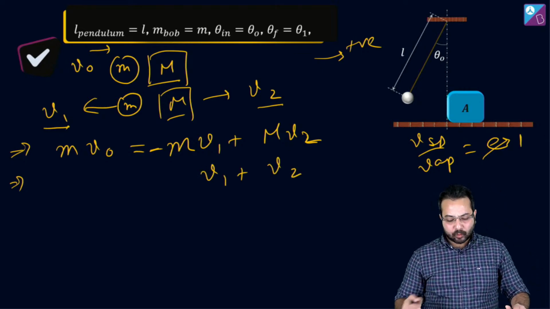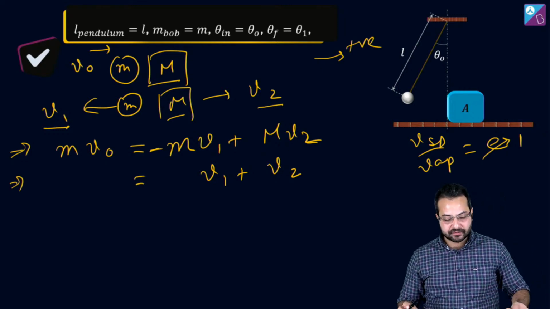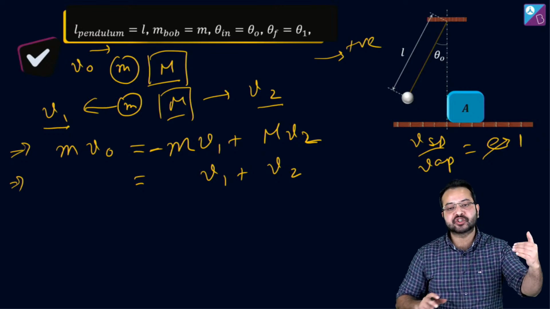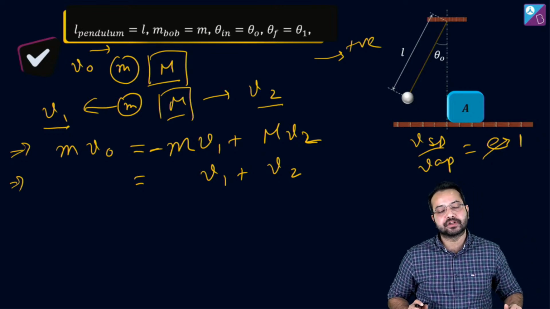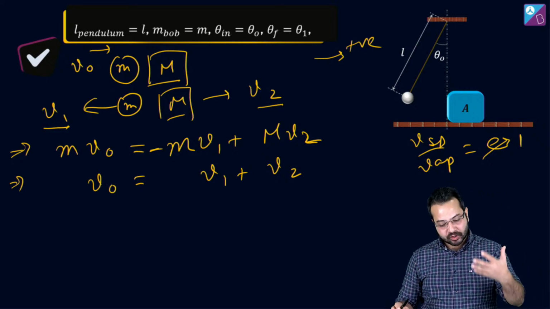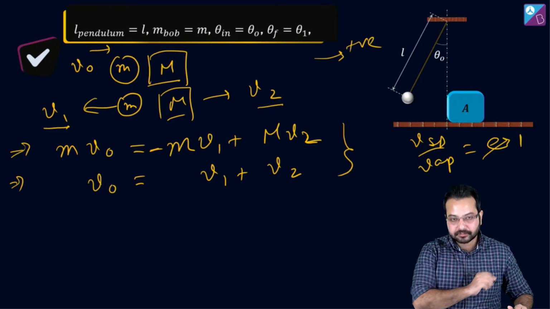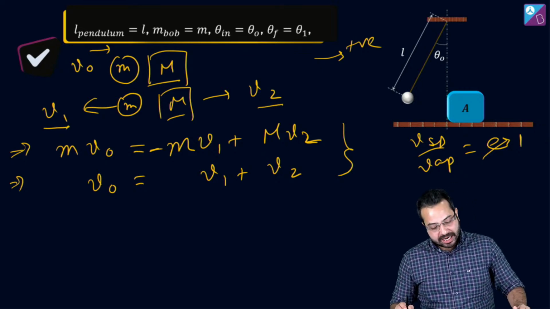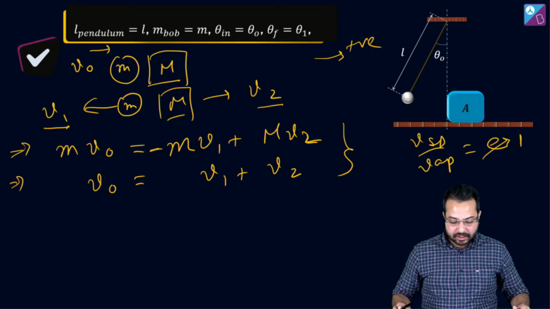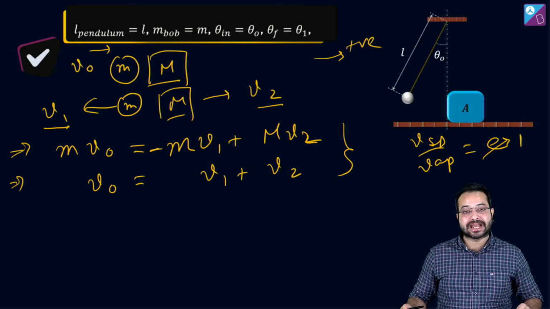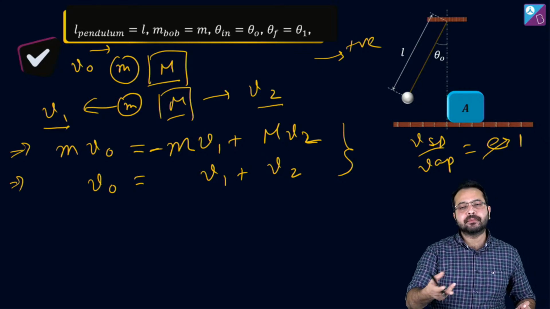Okay, and what is the velocity of approach? Capital M was stationary and small m was coming with a velocity v naught. So the velocity of approach is v naught. Okay, so both our equations are ready, and from this equation what do we need to find out? We need to find out capital M, which means we can eliminate v2.